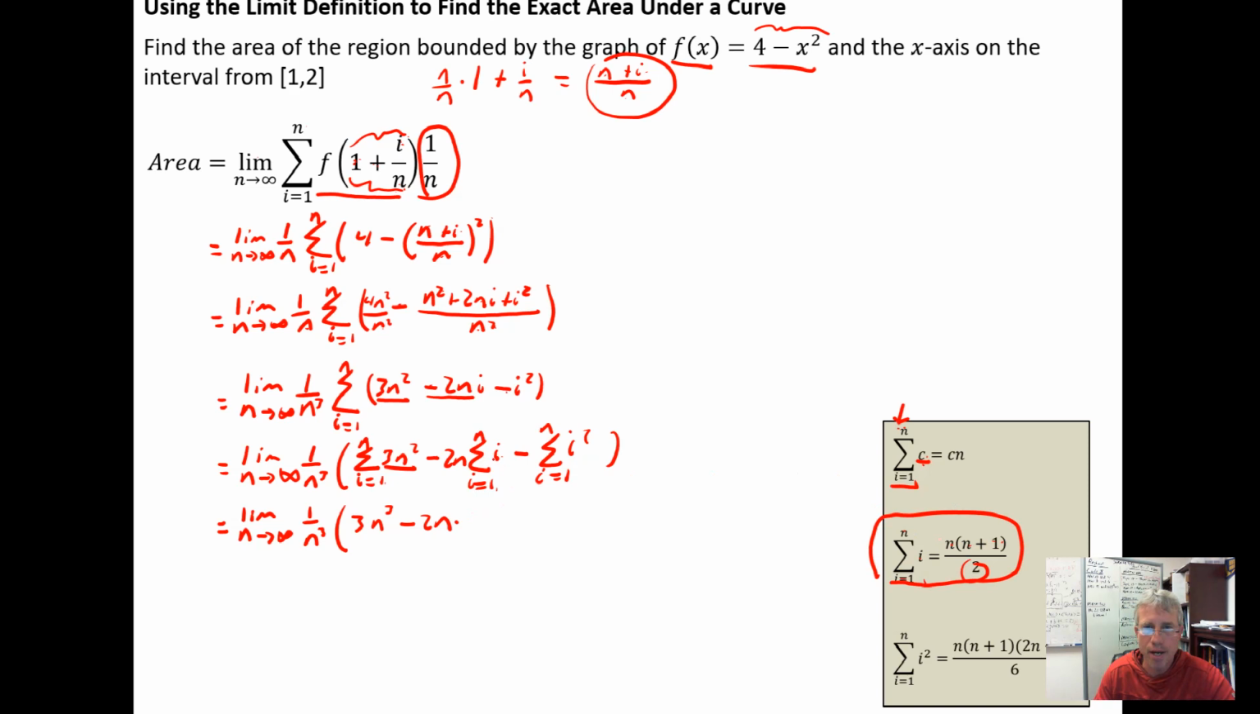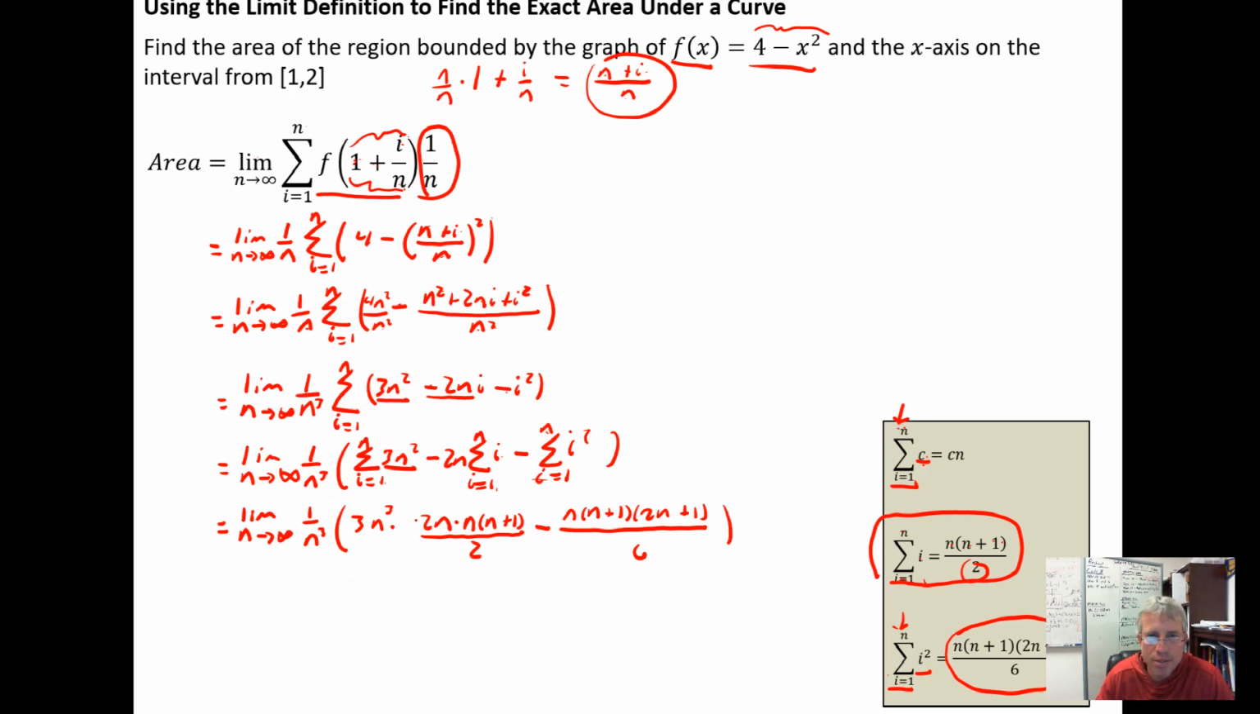So I'm going to multiply by the sum of the i's, which is n times n plus 1 over 2, minus, this is the sum from i equals 1 to n of i squared, but the sum from i equals 1 to n of i squared is just given by this right here, n times n plus 1 times 2n plus 1, all over 6. And then if I wanted to, I could do a little bit of common denominator finding.